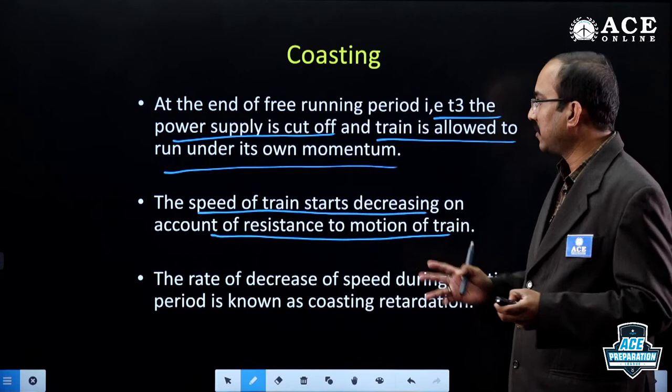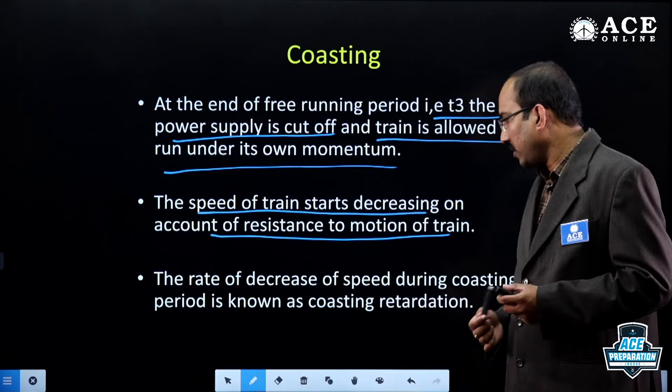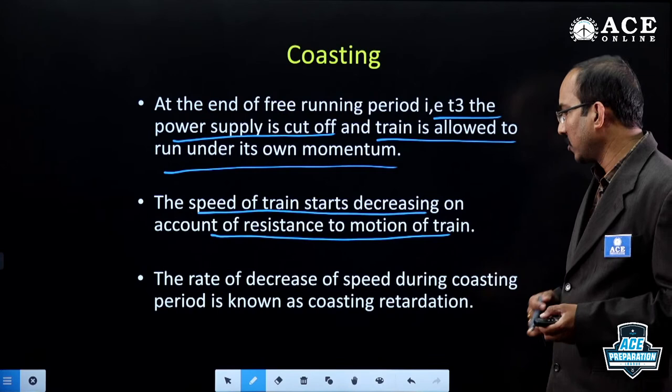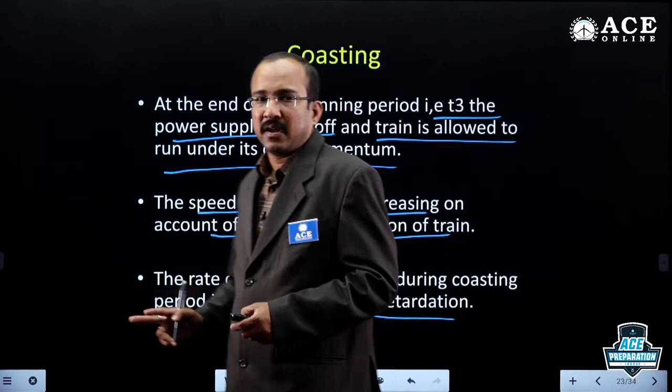Next, coming to the rate of decrease of speed during the coasting period, it is known as what? Coasting retardation. The rate of decrease of speed during the coasting period is known as coasting retardation.